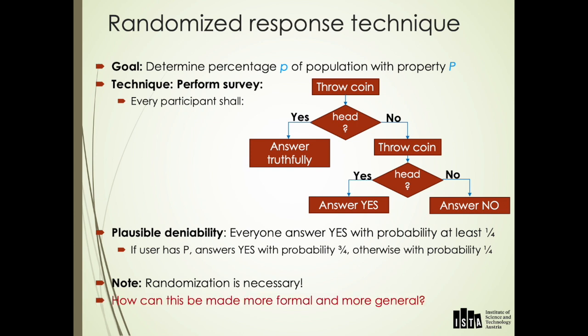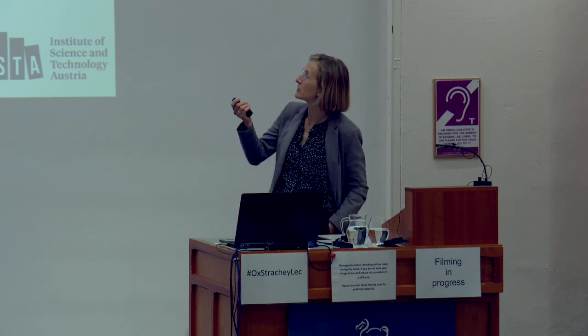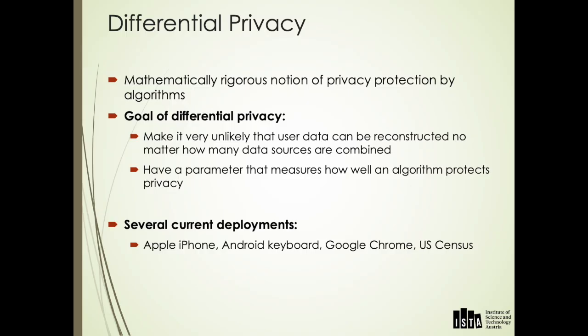So now the question was, how can we make this more formal and more general? And that's exactly what differential privacy does. It's a mathematically rigorous definition, as you will see in a second. And it measures the privacy protection given by an algorithm.